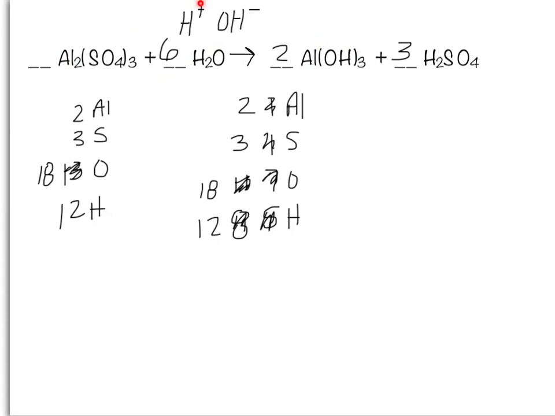And then what's left over, you have the cation of the second compound, the hydrogen from the water, combining with sulfate to form the sulfuric acid. So this is, in actuality, a double replacement reaction.